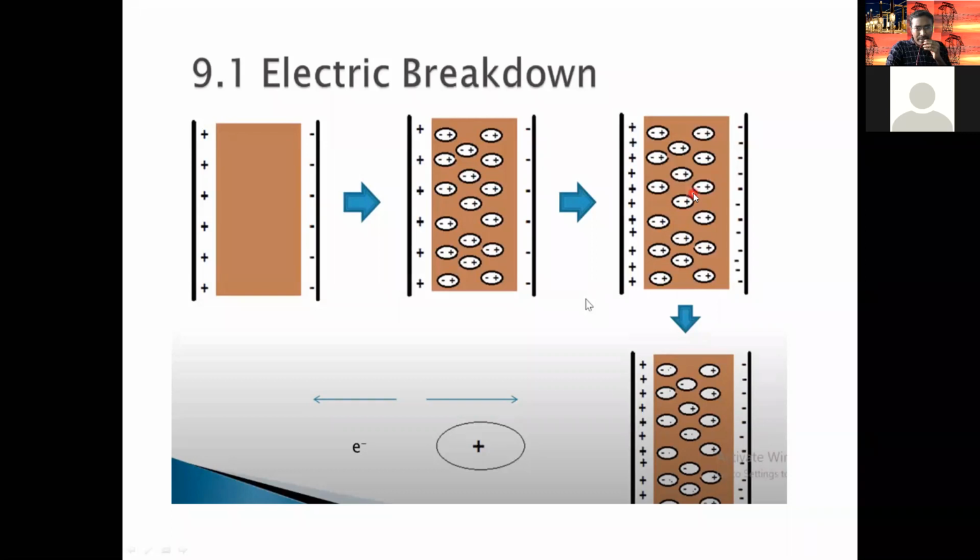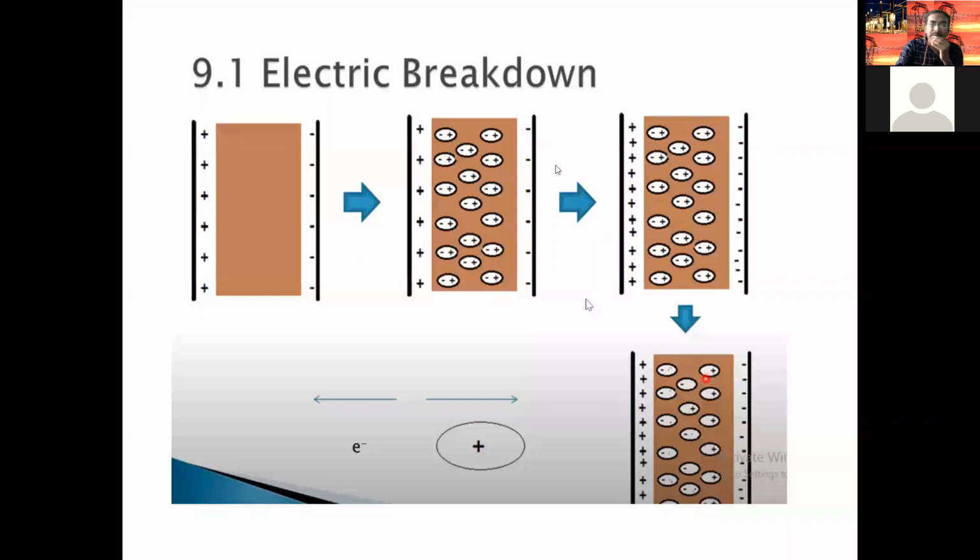If you keep increasing the voltage across the dielectric material, the positive ions and electrons are separated like this. That means electrons become free. Finally, free electrons are available inside the dielectric material. Once electrons are free, it acts as a conductor instead of an insulator. That means breakdown occurs across the solid type dielectric material.